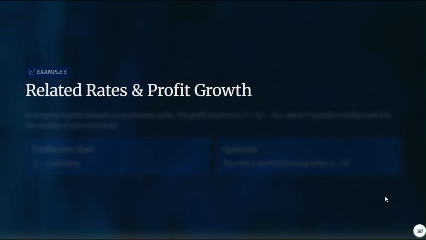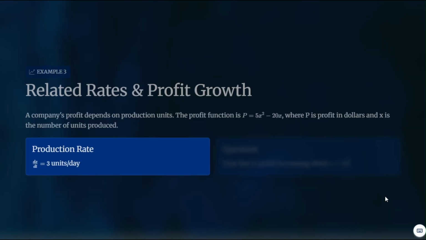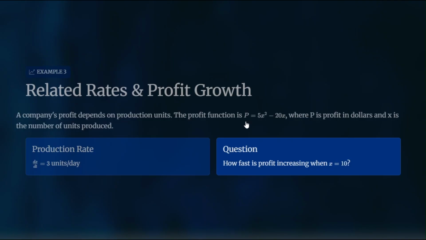Let's look at this next example about profit growth. A company's profit depends on production units. The profit function is P equals 5x squared minus 20x, where P is profit in dollars and x is the number of units produced. So in this case, the production rate, dx/dt, is 3 units per day. The question is, how fast is profit increasing when x equals 10? In other words, find dP/dt when the production is 10 units.